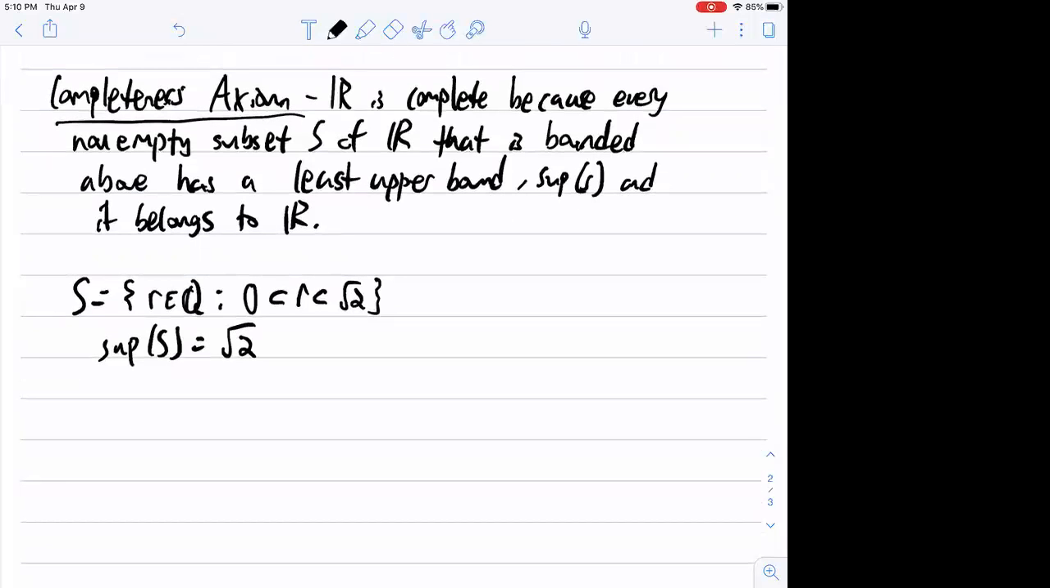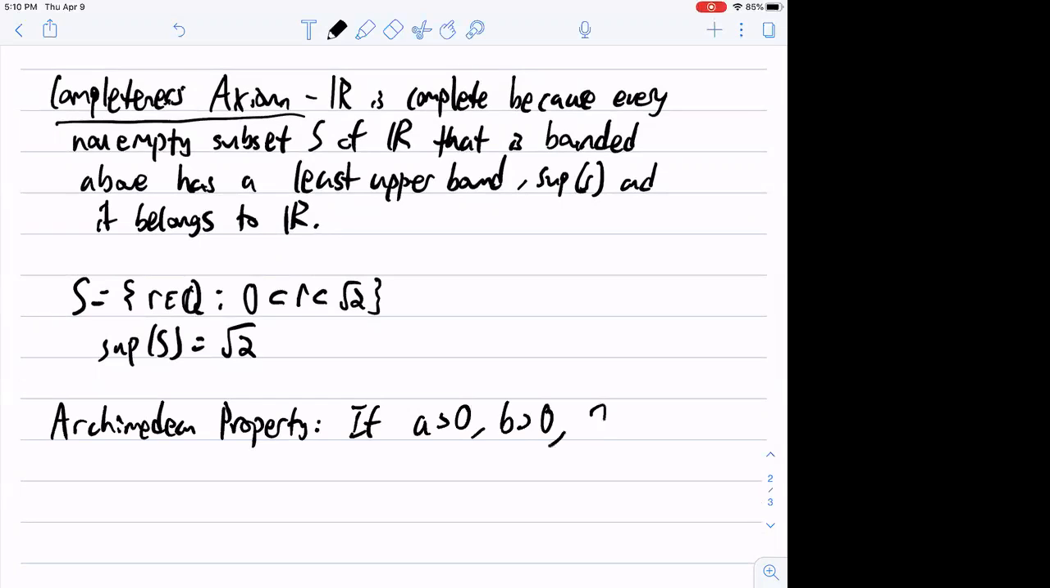Okay, so now two more properties, and then we'll just do prompts so we all get used to these new definitions. The Archimedean property. This is actually very useful. If A is bigger than 0 and B is bigger than 0, there exists a positive integer n such that n times A is bigger than B. Hopefully this is clear.